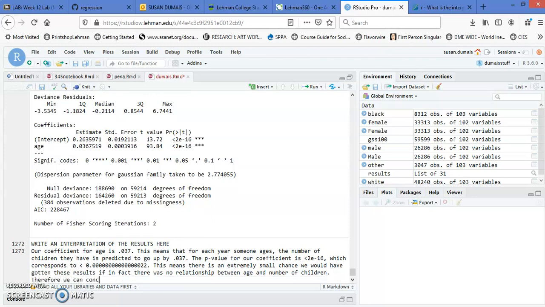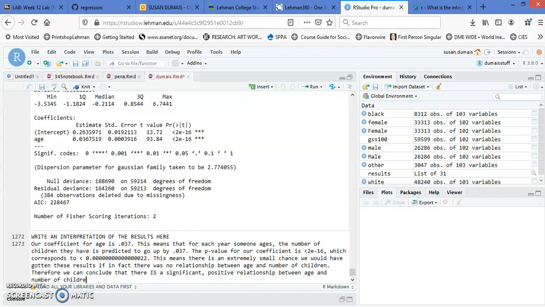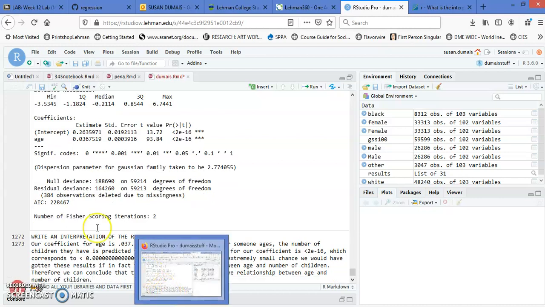Therefore, we can conclude that there is a significant positive relationship between age and number of children. Okay, let's just look at that again.